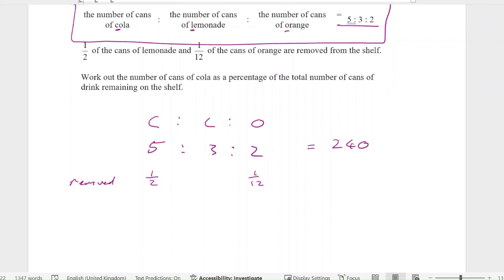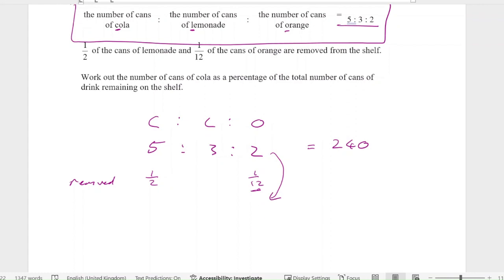So the first thing that I'm going to do is make this a bit simpler for myself. There are other ways you could do this. I can't take away 1/12 from this ratio yet, so I'm going to make it a ratio over 12.